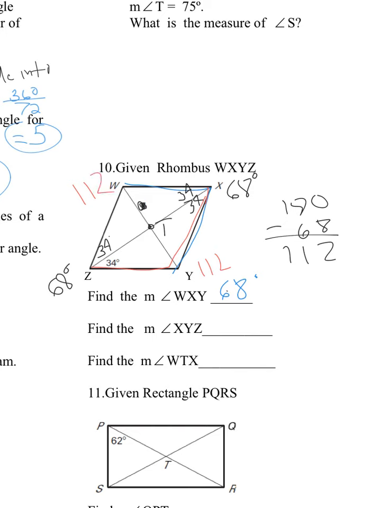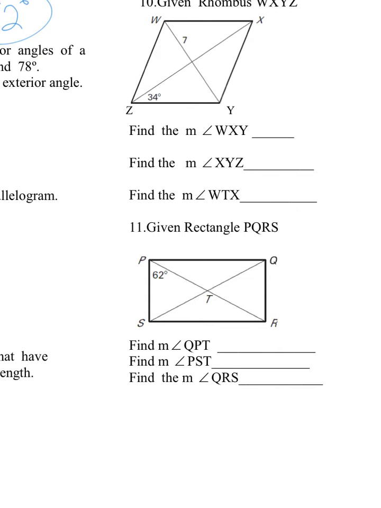I hope I just said everything. And then WTX, we said that T is in the middle. In a rhombus, the diagonals are perpendicular. That simply makes it 90 degrees. Like the temperature outside.